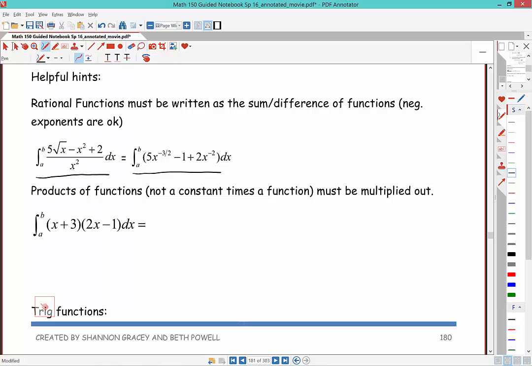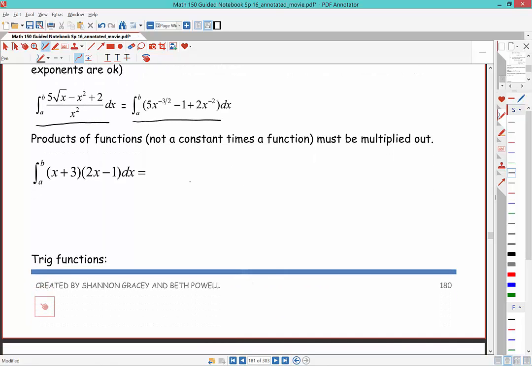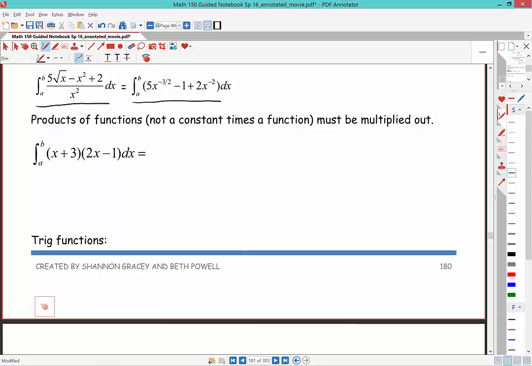Products of functions, with the exception of a constant times a function, have to be multiplied out in some way, shape, or form. So here, this one would be the integral from a to b, whatever those limits were, of what? Good. 2x squared minus x plus 6x, so plus 5x minus 3, with respect to x. And again, you've changed it into something that we have a formula for.